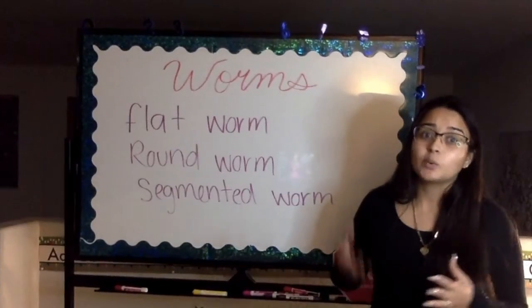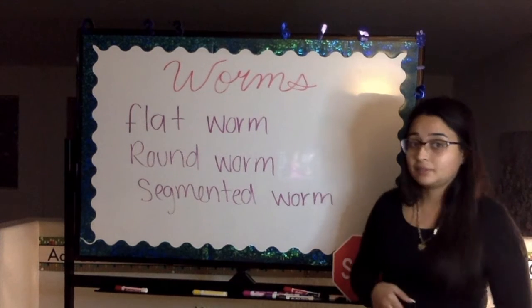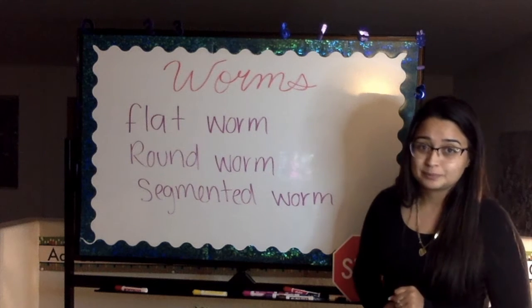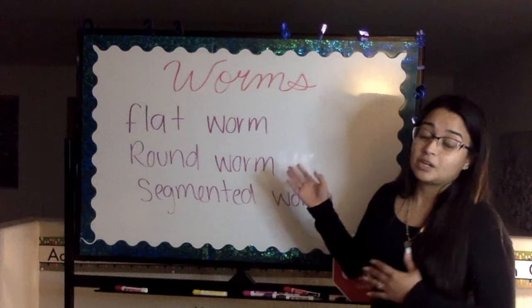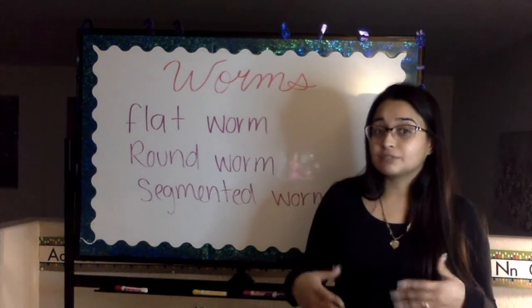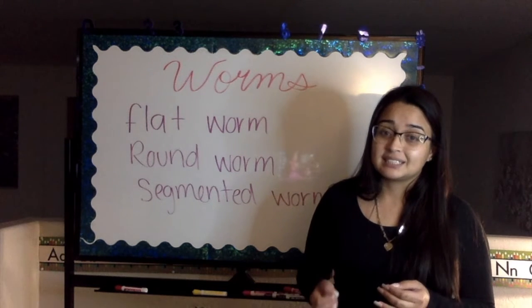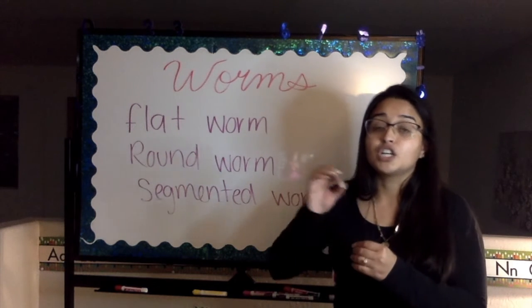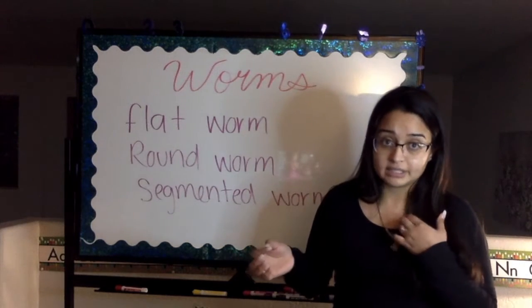Now that you've seen what each worm looks like, I want to tell you a little bit about each. Okay? So, again, please make sure to take note. We're going to start off with flatworms. Flatworms are actually the simplest form of worms. Most flatworms are actually parasites. A parasite is something that lives inside of another organism. It either lives inside or on top of another organism.